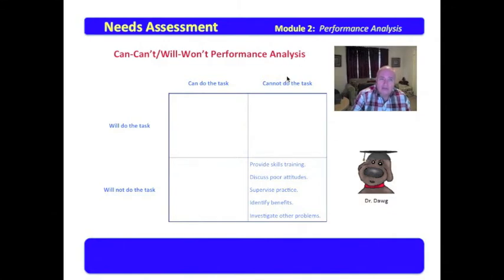They can't do the task, they lack the ability, and then they choose not to. Actually, this is a very common phenomenon. When employees find they lack the ability, a lot of times they just choose not to walk that path. If that happens, you need to give them skills training to help them get the skills. You better discuss poor attitudes to get this attitude changed where they've chosen not to. Supervise practice, identify the benefits of compliance, and then investigate other problems which may be underlying this.